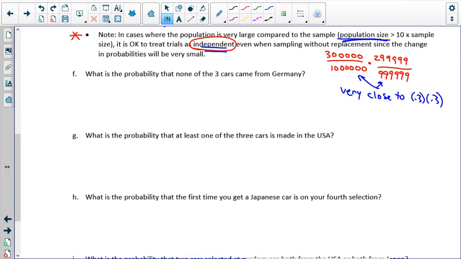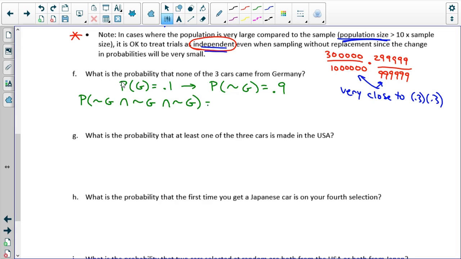What is the probability that none of the 3 cars, if we're sampling 3 cars, came from Germany? In order to figure this out, the probability of a German car is 0.1, so the probability that it is not a German car is 0.9. Essentially what we need here is the probability that we have 3 cars: not German, not German, and not German. So that's going to be 0.9 times 0.9 times 0.9, because once again we're treating all of these as independent. So that's 0.9 to the 3rd power, which is 0.729.